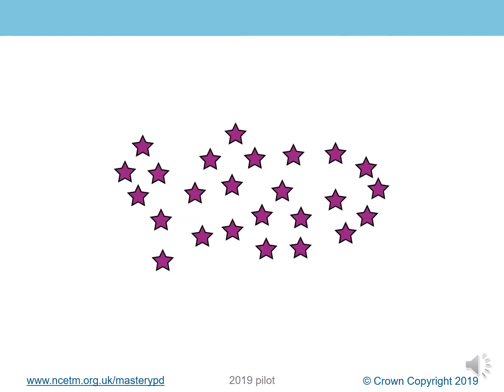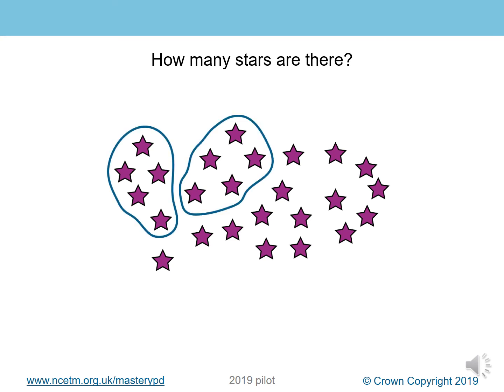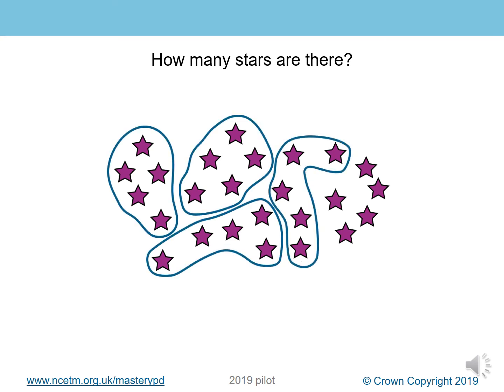Okay, next one. Stars this time. How many stars are there? So again, we're counting in groups of 5. How many do you think there are? 5, 10, 15, 20, 25.